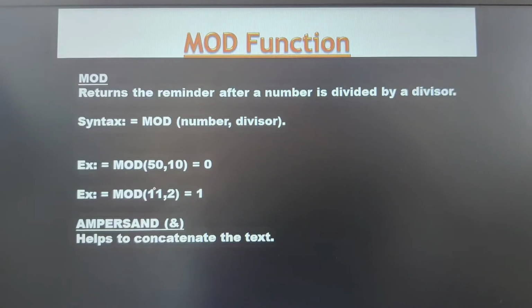Now here is an example, equals to mod 50 comma 10. When you do 50 comma 10, obviously the remainder I would get is 0 because 10 fives are 50. Similarly, when I have this mod operation 11 comma 2, that is 2 fives are 10, the remainder I get here is 1, isn't it? So this is how you have to use the built-in function, that is mod.